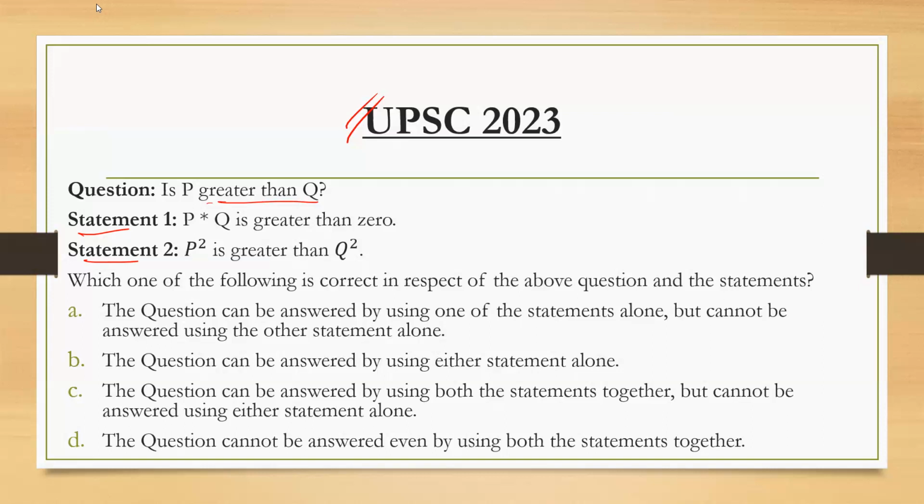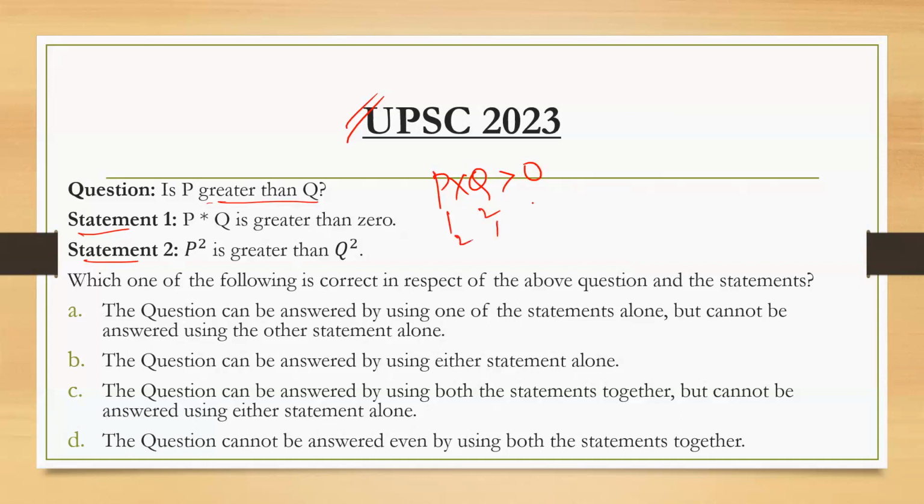Lakshmi, is P greater than Q? Either a definite yes or a definite no. Okay. So here you have what? Again, P into Q is greater than 0. So when it is greater than 0, that means you do not know the nature of P and Q. P and Q could be 1 and 2, or it can be 2 and 1.